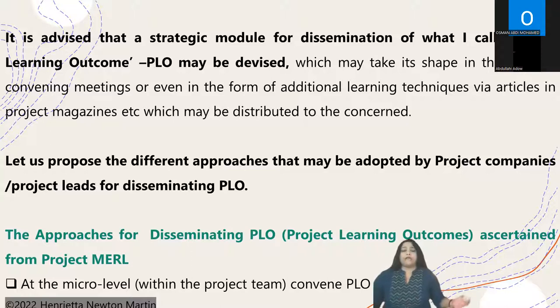They could hold even conferences, they could hold seminars. The purpose of disseminating or sharing information, of course, is for further learning and to set a kind of precedent for future projects, and also to enhance the learning process, not just of the project team, but also for all those in the industry. So at the micro level, learning is within the project team, and that could happen by convening a PLO meeting, project learning outcome meeting.